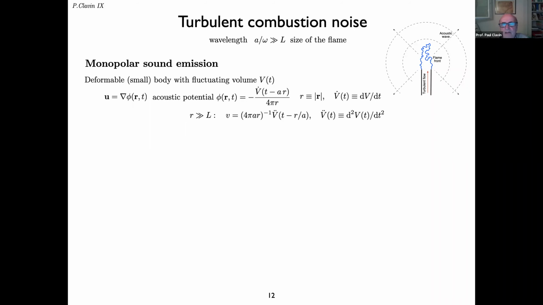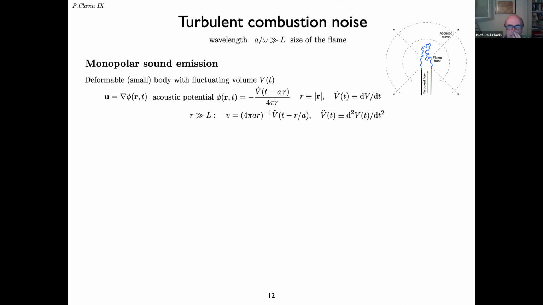So this is the equivalent of what is called a monopolar sound emission, when you have a ball of small volume and the volume is fluctuating. It's not difficult to obtain the flow. You assume a spherical geometry, a small spherical ball where the volume is fluctuating. This problem can be solved to obtain the acoustic flow field.